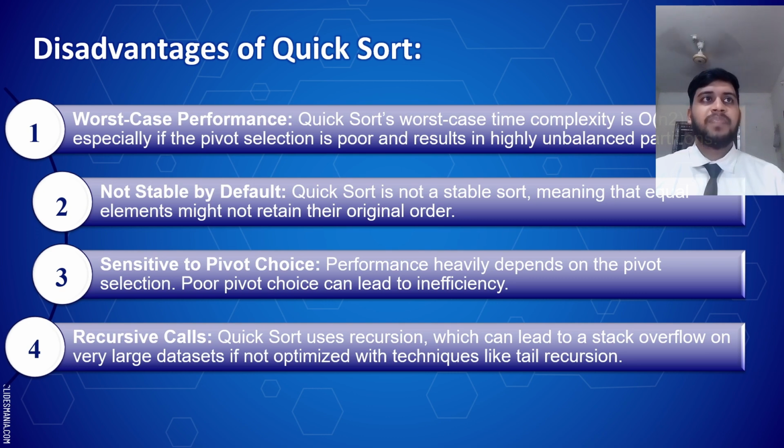Disadvantages of quicksort. The worst case complexity of quicksort is O of n square. It is not suitable for big datasets. It is sensitive to pivot choice. Its performance depends on the choice of pivot. Poor pivot choice can lead to inefficiency. Quicksort uses recursive calls. If it isn't handled optimally, a stack overflow can occur because it runs on recursive calls.